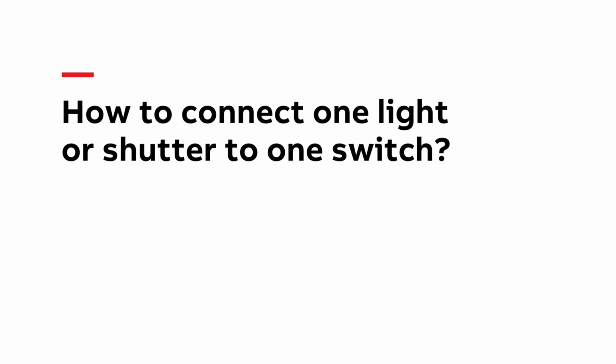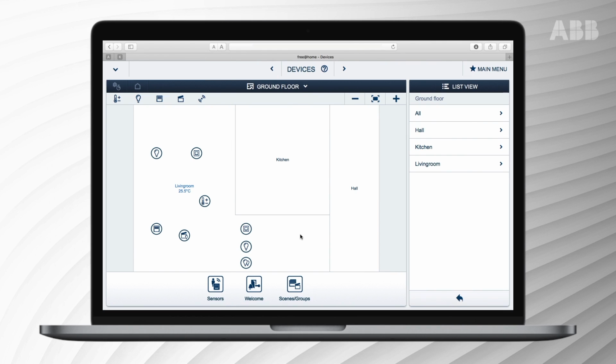How to connect one light or shutter to one switch. Once you've disconnected the lighting or shutters, you can set up a connection to a new switch. Please select the switch. It should display a blue outline. Now choose whether you want to operate the switch on the left or right.